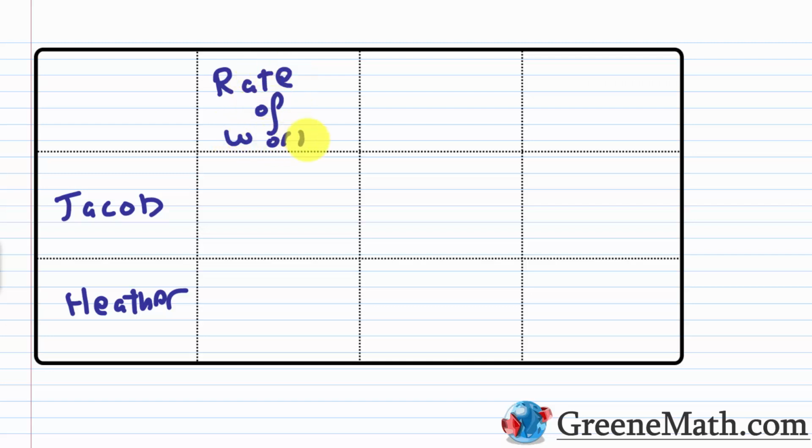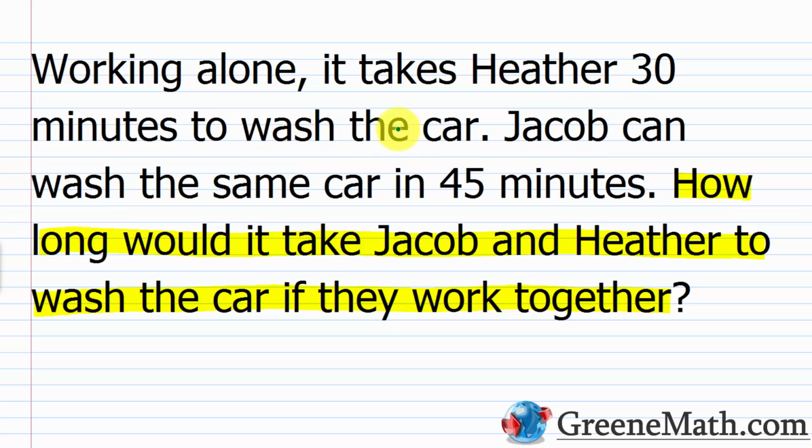Okay, very, very simple. So, of course, we have Jacob and we have Heather. Now, the first thing I'm going to write is the rate of work. Before we started this problem, we talked about how to get it. It's 1 over the amount of time they take to complete the job. So I'm going to put a 1 over and then a blank for each one. Let's go back up. For Heather, it takes 30 minutes to wash the car, so her rate of work would be 1 over 30.